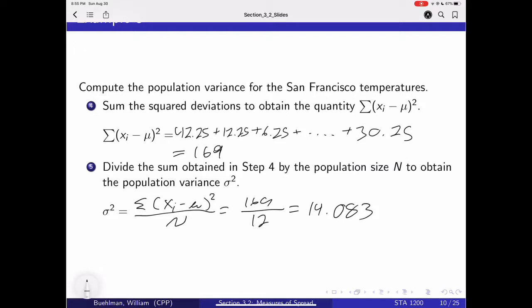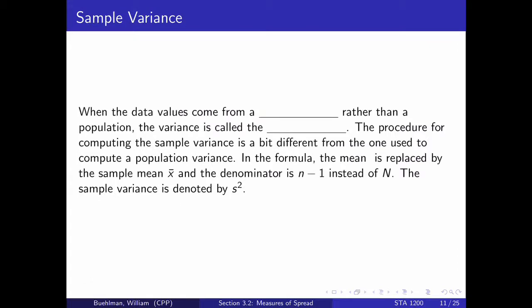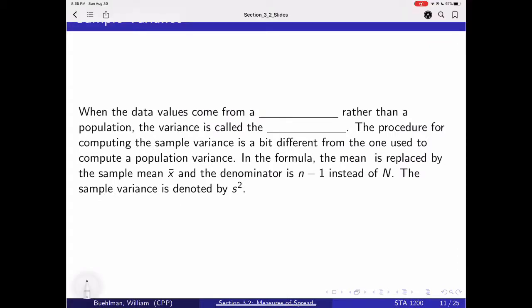Now we're going to do the sample variance. When the data values come from a sample rather than a population, the variance is called the sample variance.